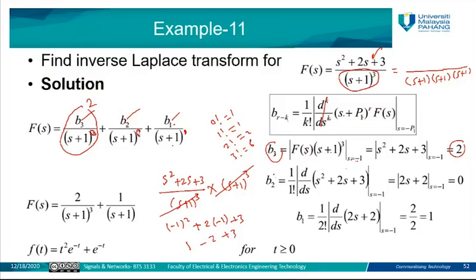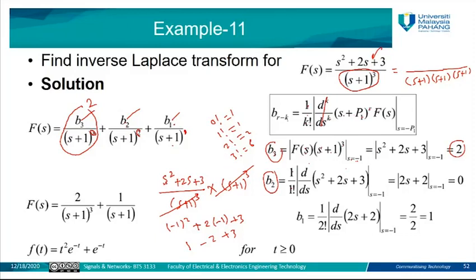Then I need to find the value of P2. I use the same formula. In the first case, k equal to 0 because it's a counter. Then k equal to 1 here. If k equal to 1, 1 over k factorial, which is 1, same, factorial 1 is 1. d to the power of k is d to the power of 1 over ds, that means the first derivative of the function here, which is F(s). I need to multiply (s plus p1) to the power of r here, which is 3, correct, times F(s).